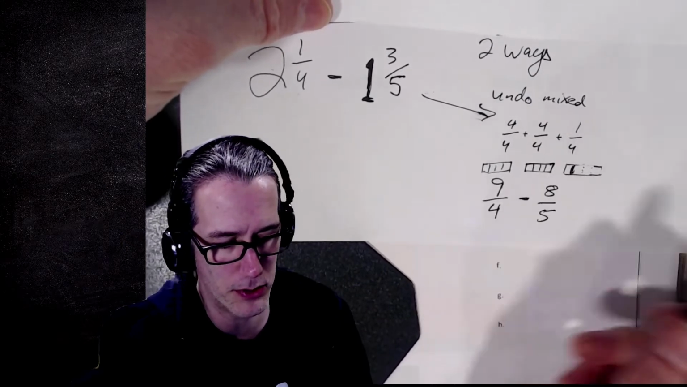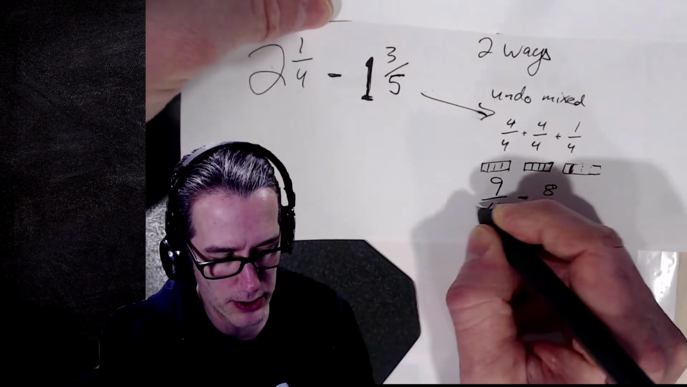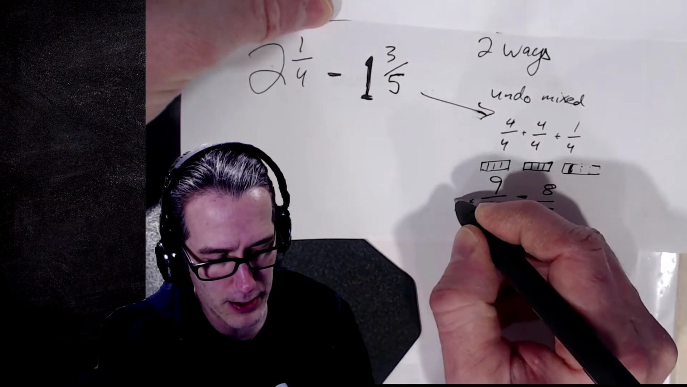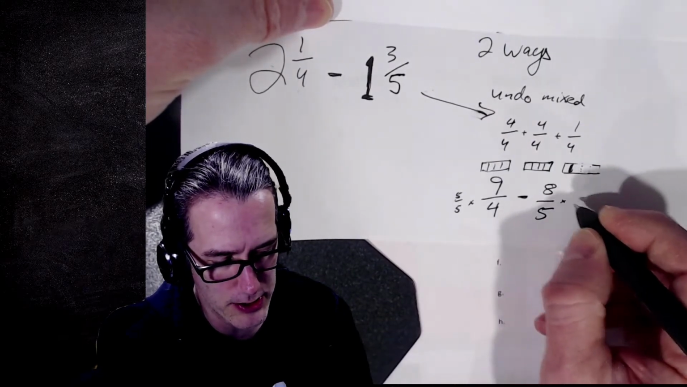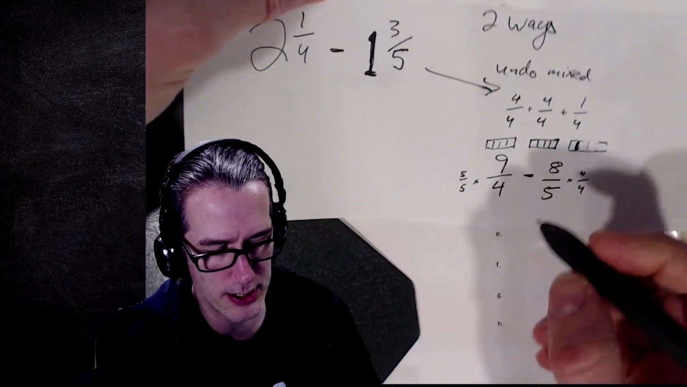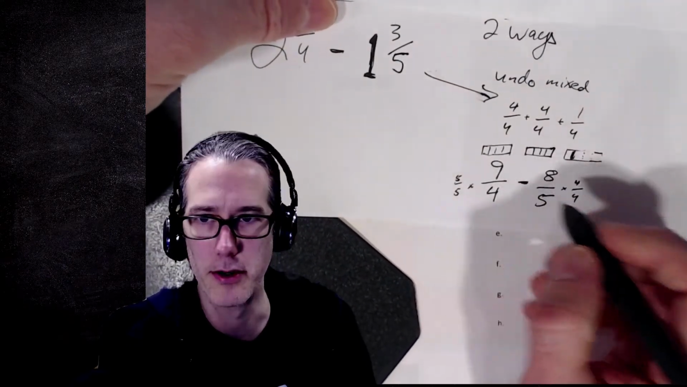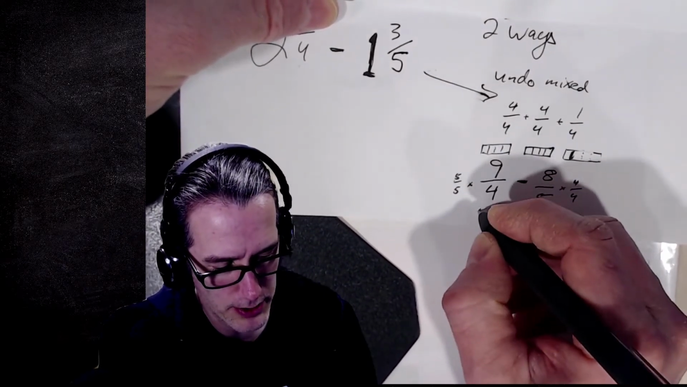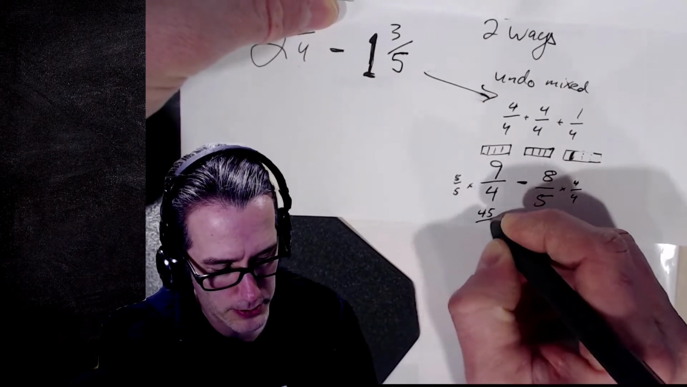The fastest way, of course, is to multiply them together. I like the way they showed it in the video, where they multiply by 5/5 on the one side, and on the other side they multiply by 4/4, just to make those two sides into common denominators. So 5 times 9 is 45. On the bottom, we've got 20.